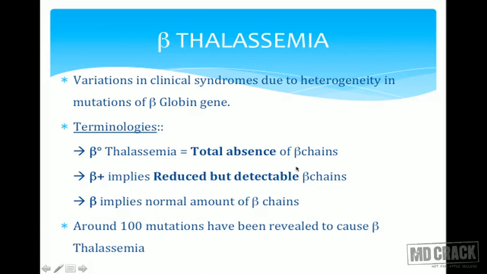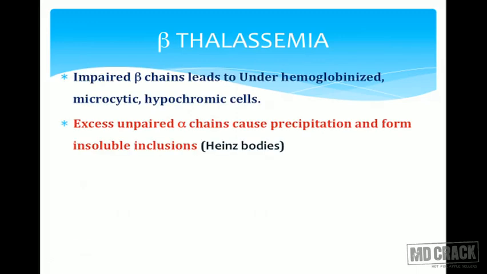So the total absence is a more severe form. And more than around 100 mutations have been described in beta thalassemia. So a variety of research processes are going on about beta thalassemia as such. Impaired beta chain results in underhemoglobinized RBCs, and they appear microcytic and hypochromic. Meanwhile, there are unpaired and excessive alpha chains.